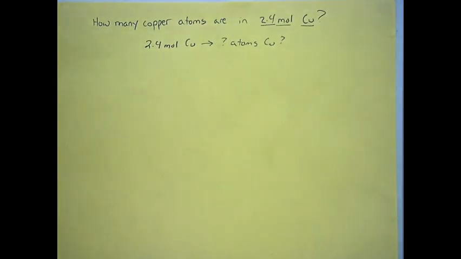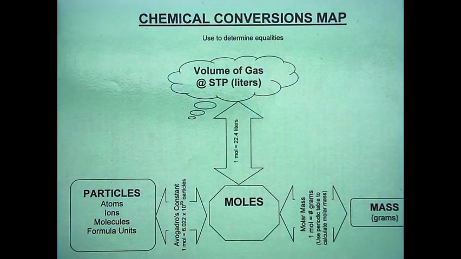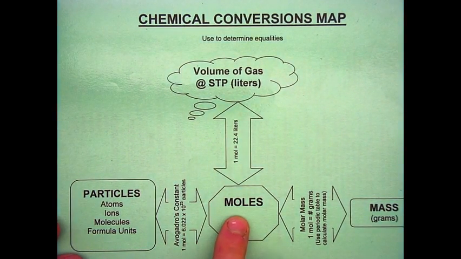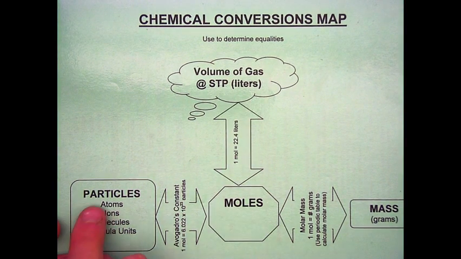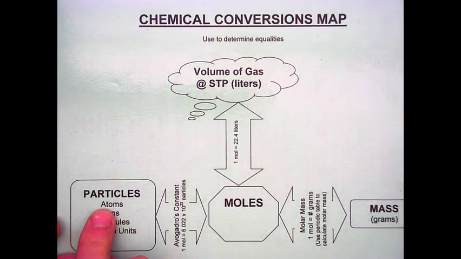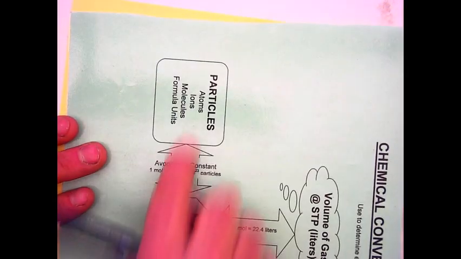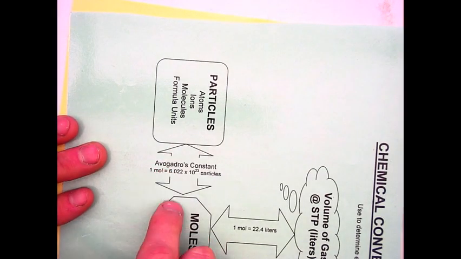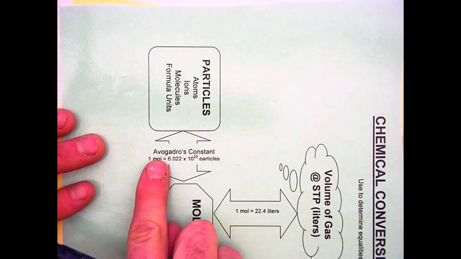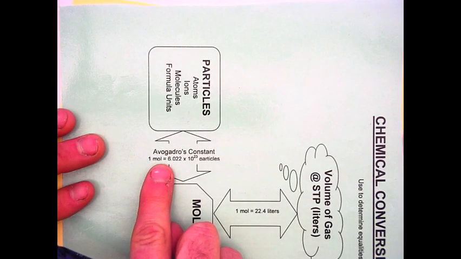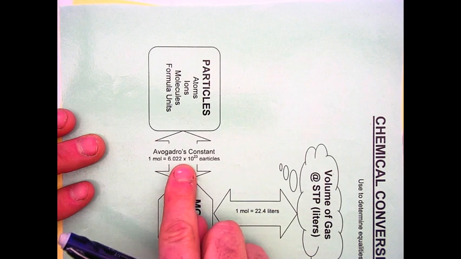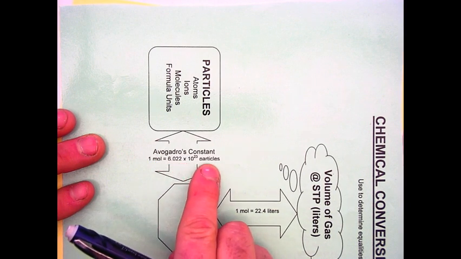Now, next we have to write out our equalities. In order to figure out the equalities, we utilize our chemical conversion map. Since our starting point is in moles, our end point is a type of particle, and we're going from mole island to particle island, the bridge that we use is Avogadro's constant, which reads 1 mole of a substance is equal to 6.022 times 10 to the 23rd particles.